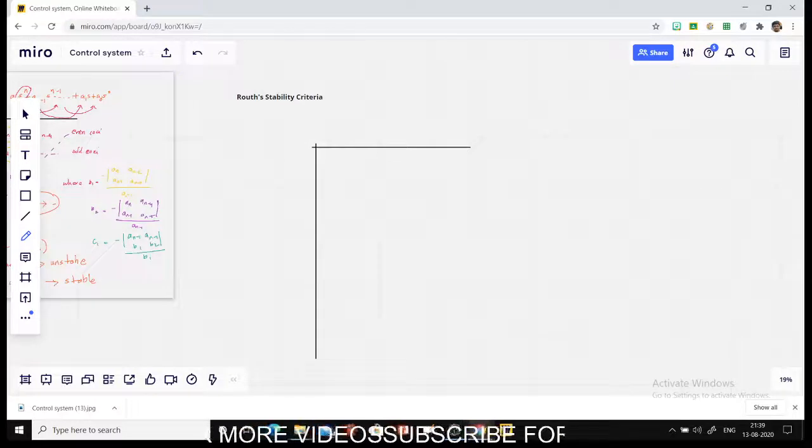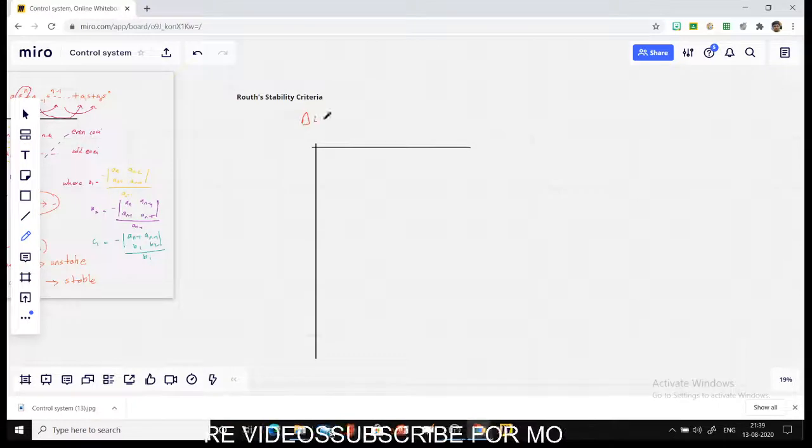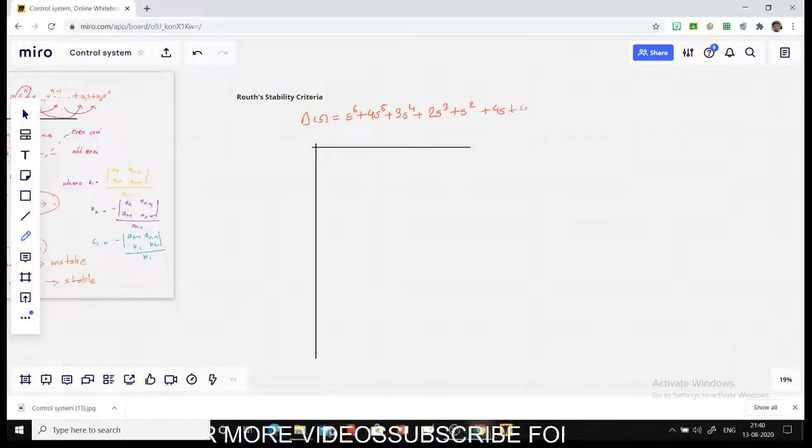For this problem, a characteristic equation is given. Delta S is equal to S raised to 6 plus 4S raised to 5 plus 3S raised to 4 plus 2S cube plus S square plus 4S plus 4. That is the characteristic equation given.